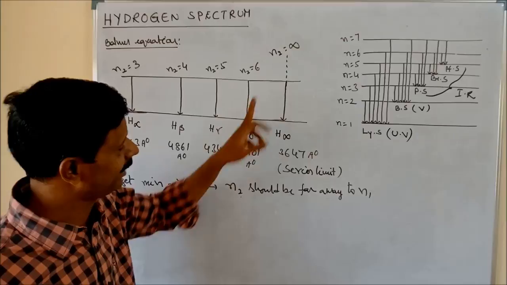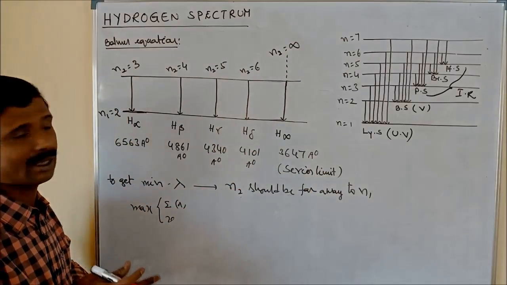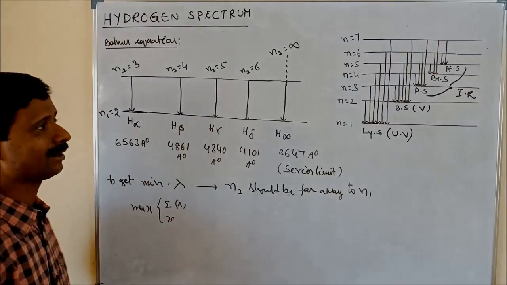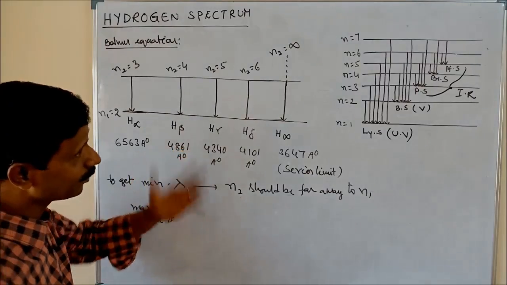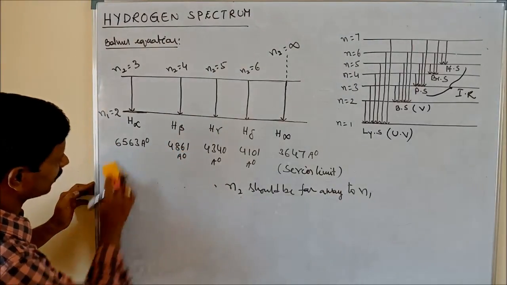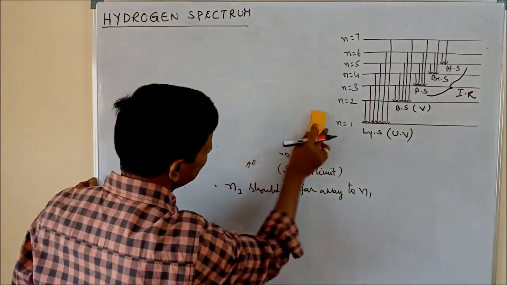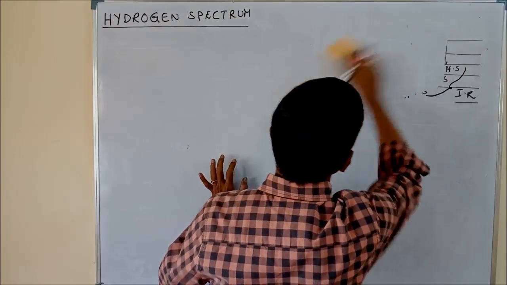So in the Balmer series, the series limit is 3647 angstrom. Okay, so that is regarding the fundamental analysis of this hydrogen spectrum. Now we'll go for different formulas related to this. For that purpose, first we'll go for series limit.